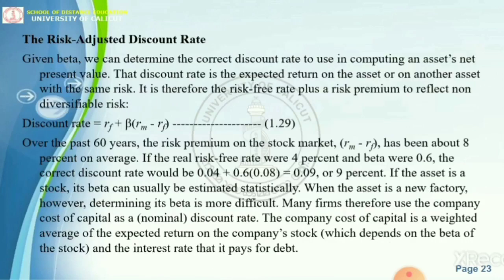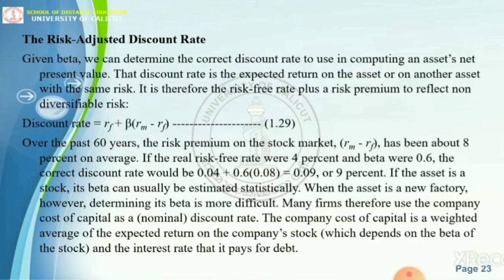And the next concept is the risk-adjusted discount rate, the last portion of the first module. Given a beta, we can determine the correct discount rate to use in computing an asset's net present value. That discount rate is the expected rate of return on the asset or on another asset with the same risk. It is therefore the risk-free rate plus a risk premium to reflect non-diversifiable risk. That is, the discount rate is equal to RF plus beta times (RM minus RF), the same equation.